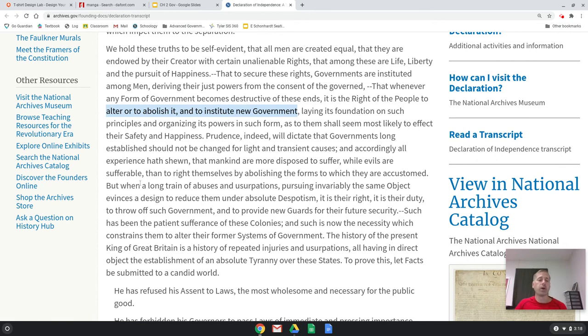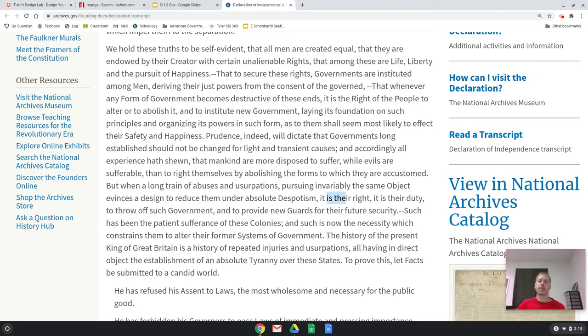But when a long train of abuses and usurpations, pursuing invariably the same object, evinces a design to reduce them under absolute despotism, it is their right, it is their duty to throw off such government. So what he's saying is that the king is becoming an absolute monarch. He's ruling like a despot, like a dictator. And so it is our right to get rid of this.